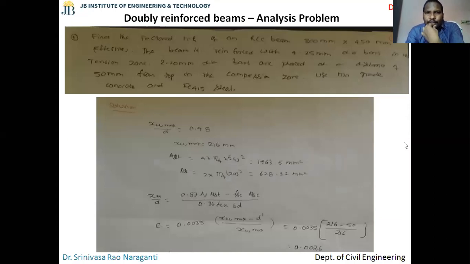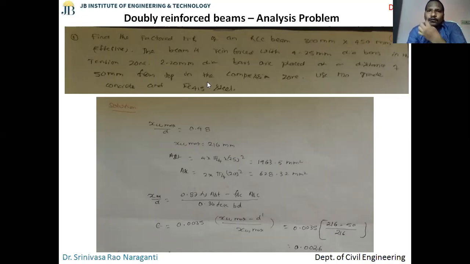Okay, so let me read it here. Find the factored moment of resistance of an RCC beam of size 300 by 300 mm by 450 mm effective. The bracket means 450 mm is given as effective depth. The beam is reinforced with 4 of 25 mm dia bars in the tension zone and 2 of 20 mm dia bars placed at a distance of 50 mm from the top of the compression zone. That means D dash is given as 50 mm. Use M20 grade concrete and Fe415 steel.